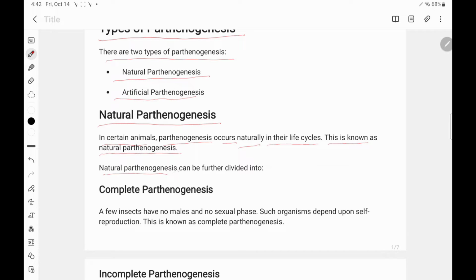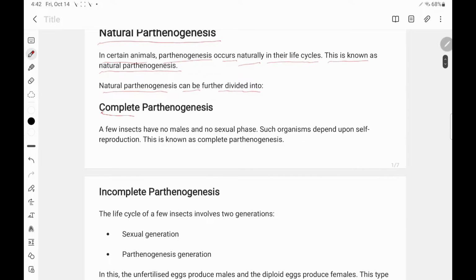Natural parthenogenesis can be further divided into complete and incomplete. First, complete parthenogenesis. A few insects have no males, no sexual phases. Such organisms depend upon self-reproduction. This is known as complete parthenogenesis.